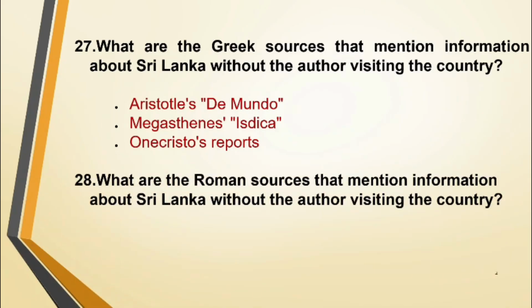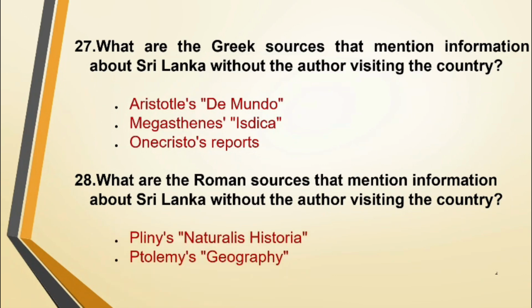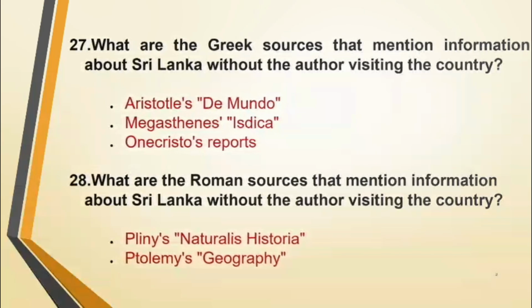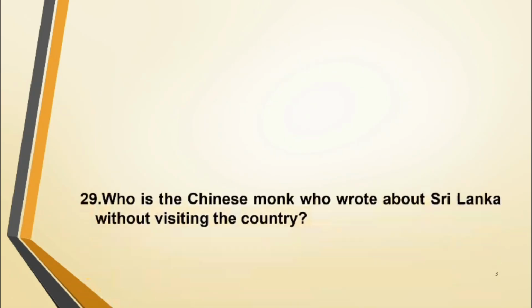Next question. What are the Roman sources that mention information about Sri Lanka without the author visiting the country? These are also Roman sources, but the author didn't visit our country, yet he wrote about our country. Pliny's Naturalis Historia and Ptolemy's Geography. We pronounce it as Ptolemy; the P should be silent here. That's why we say Ptolemy's Geography. Let's move to the next question.